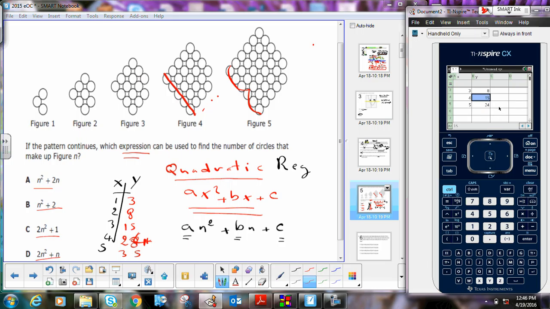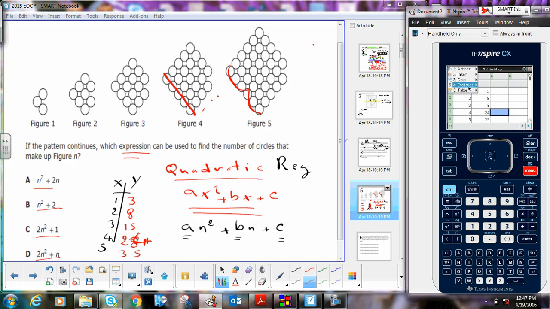So let me fix my numbers. For 3, we have 15. For 4, we have 24. For 5, we have 35. So for 1, we have 3. Then we have 8. Then we have 15. We have 24. So now we are good. Just, I guess, a typo, which is good. We're going to learn from our mistakes.